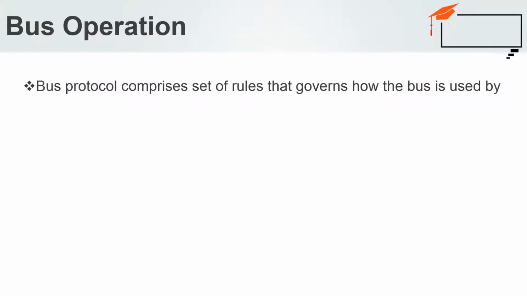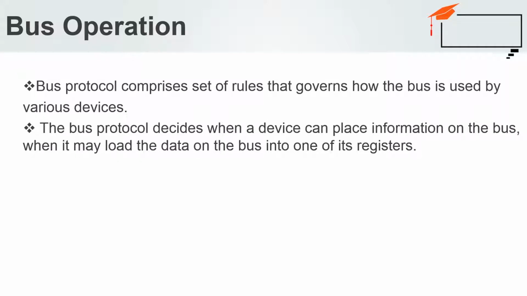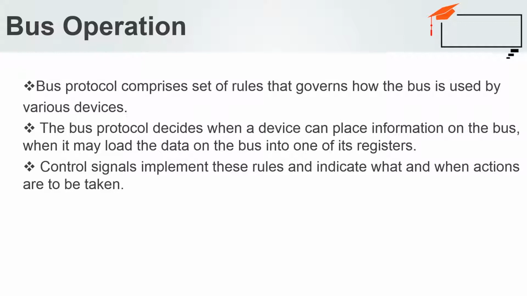A bus protocol comprises a set of rules that governs how the bus is used by various devices. The bus protocol decides when a device can place information on the bus, and when it may load the data on the bus into one of its registers. Control signals implement these rules and indicate what actions are to be taken and when.